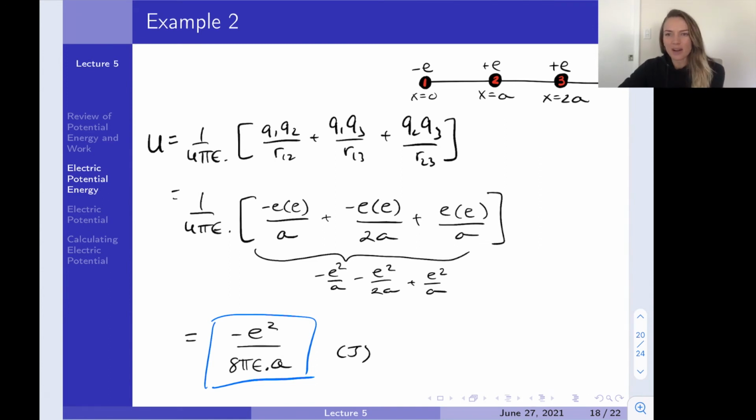On an exam, I would never ask you to do something with more than 3 or 4 charges at the most. I'd never ask for something with like 10 charges, so you'd never have that many pairs to add up. Okay, so this is electric potential energy.